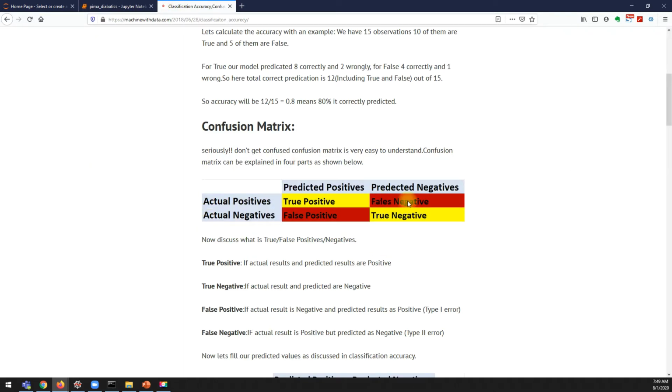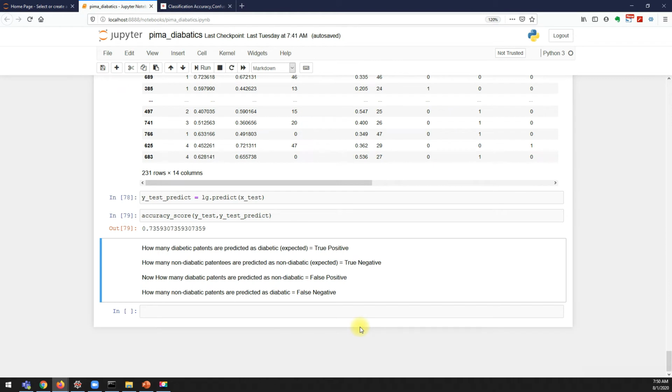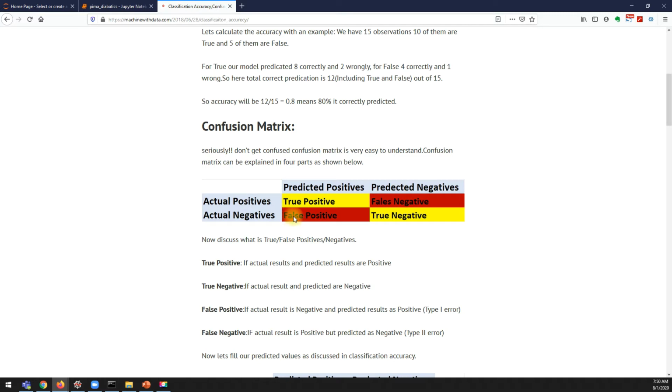Now the false negative. It is actually a positive, but my model predicted it as a negative. I'm repeating again: when you talk about false negative, it is actually a positive, but my model predicted it as a negative. That's why it is called false negative, which means it's not negative. When you talk about false positive, if the actual result is positive, but unfortunately my model predicted it as negative, that's called false positive.